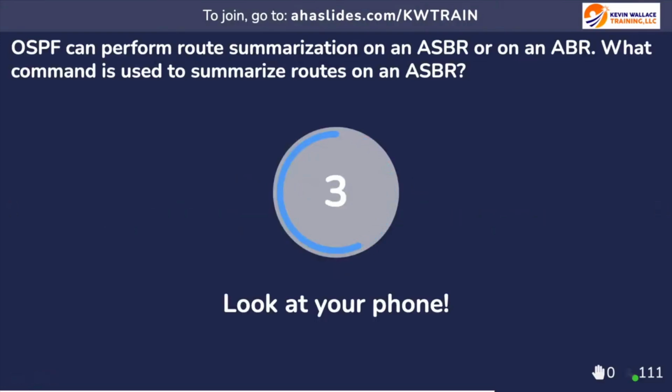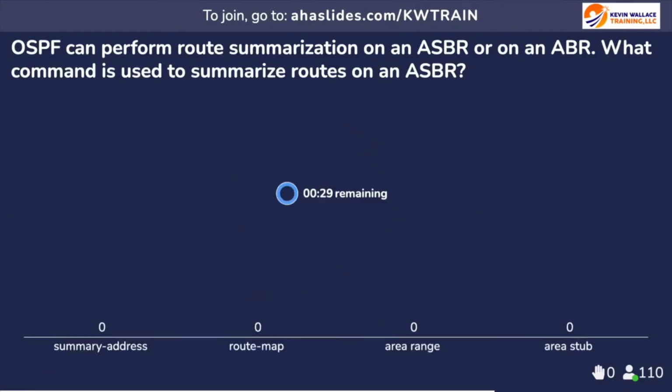OSPF can perform route summarization on an ASBR or an ABR. What command is used to summarize routes on an ASBR? Summary-address, route-map, area range, or area stub.